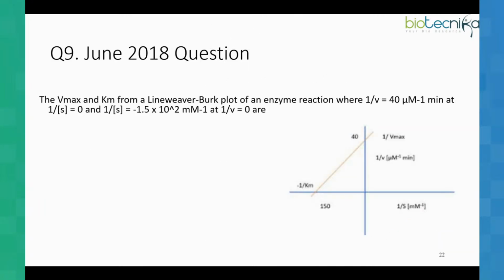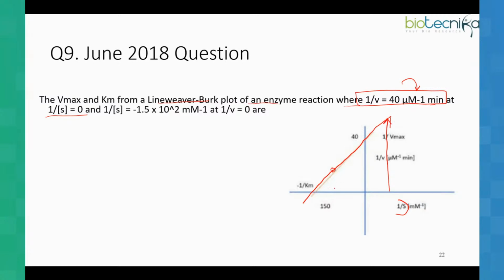Next, in June 2018, one question was there. This is with a Lineweaver-Burk plot. Km and Vmax come from a Lineweaver-Burk plot of a reaction where 1 by V is equal to 40 per micromolar per minute at 1 by S equal to 0. What does this mean? In this line, we have taken 1 by S on the x-axis. So let's say this point. This point is clearly where 1 by S is more than 0.